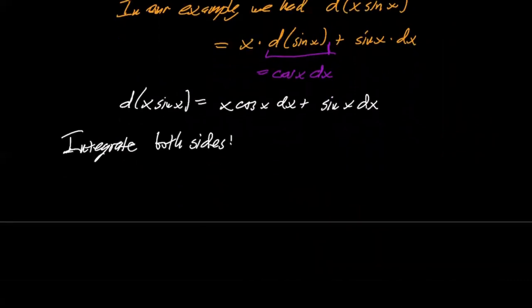So then if we do that, I guess what I'm saying is the integral of d of x sine x is really just x sine x. That's what this term becomes when we integrate. And then on the right, we get two integrals. So I integrate the whole right side, but because of this plus sign, I can just integrate each term.